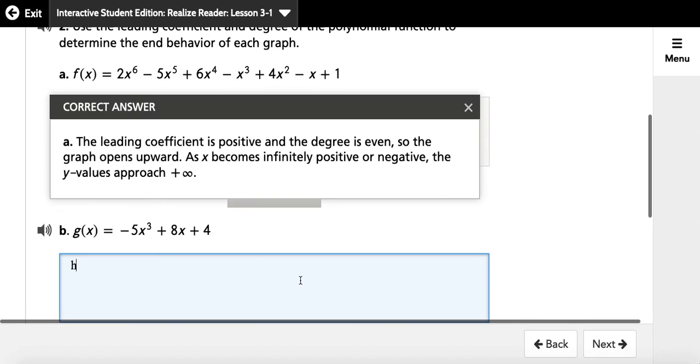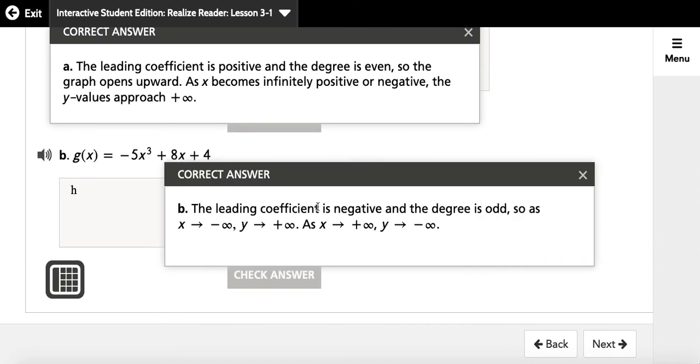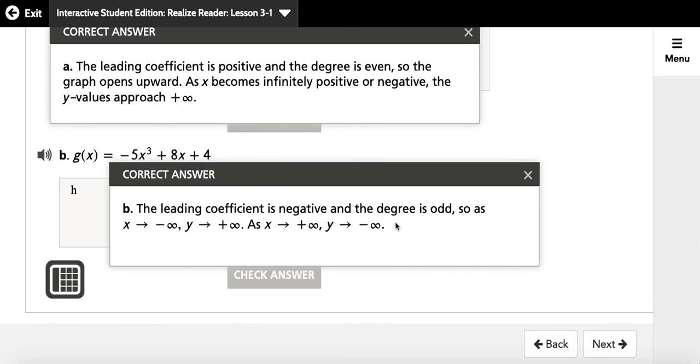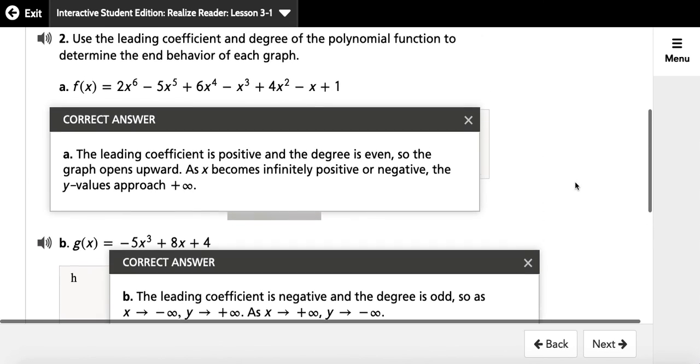Let's see how they wrote it. The leading coefficient is negative and the degree is odd, so yep. I mean, that's what I said. I said it in words, and they're showing it out in their notation there.